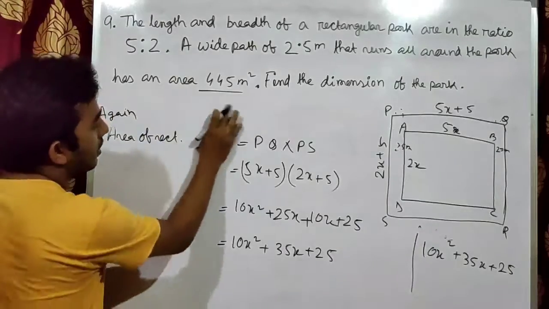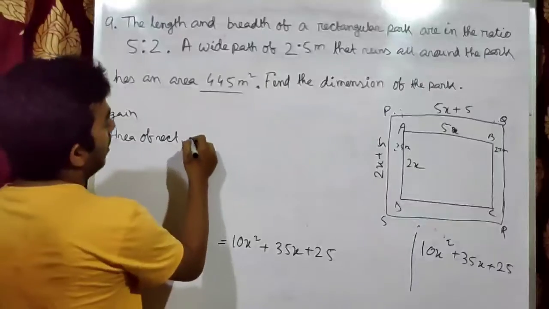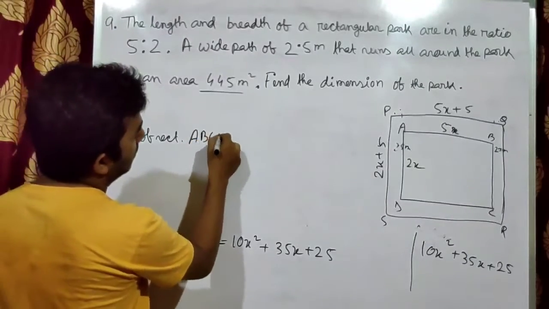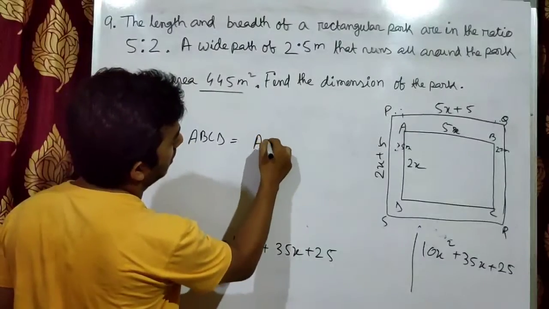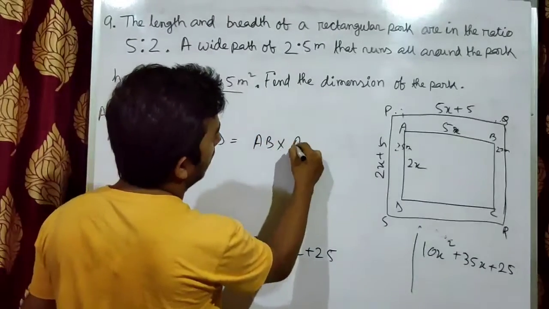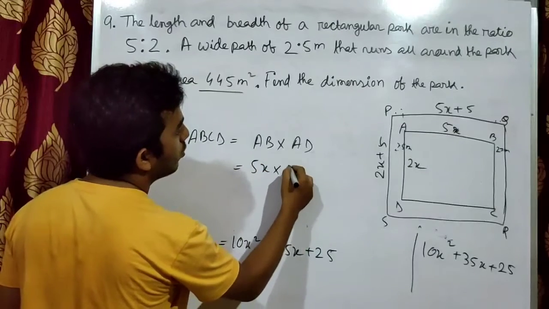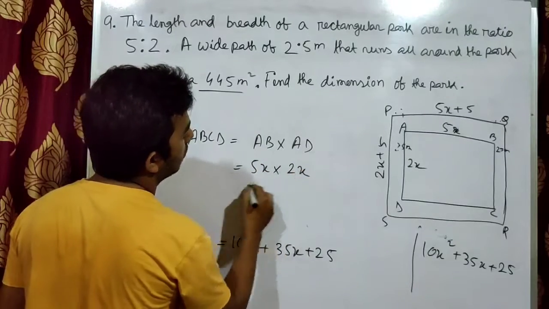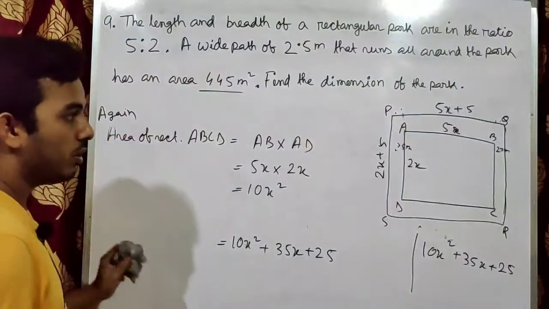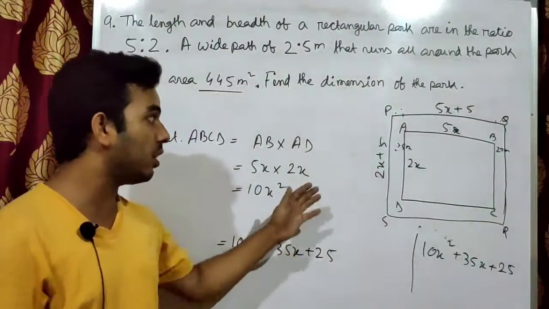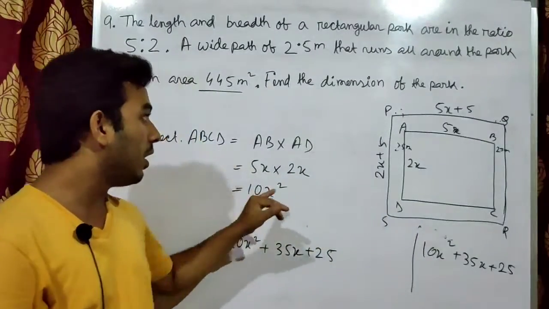Area of rectangle ABCD is AB into AD. AB is 5x into 2x. So it will be what? 5 into 2 is 10x square. So we have found out the area of rectangle PQRS as well as the area of rectangle ABCD.